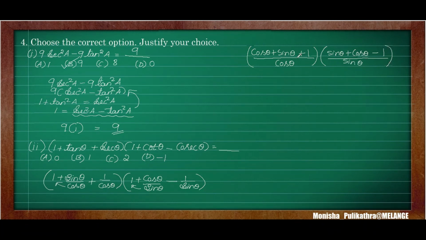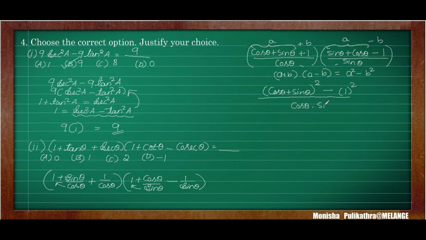Okay. So here this will become A plus B, where B is 1, and this will become A minus B. So what is A plus B into A minus B? A plus B into A minus B is A square minus B square, right? So this numerator we can change to a form like A square minus B square, where A is cos theta plus sin theta, or you can take sin theta plus cos theta, both are same. So A square minus B square, whole divided by, you have to write both the denominators, that is cos theta into sin theta.